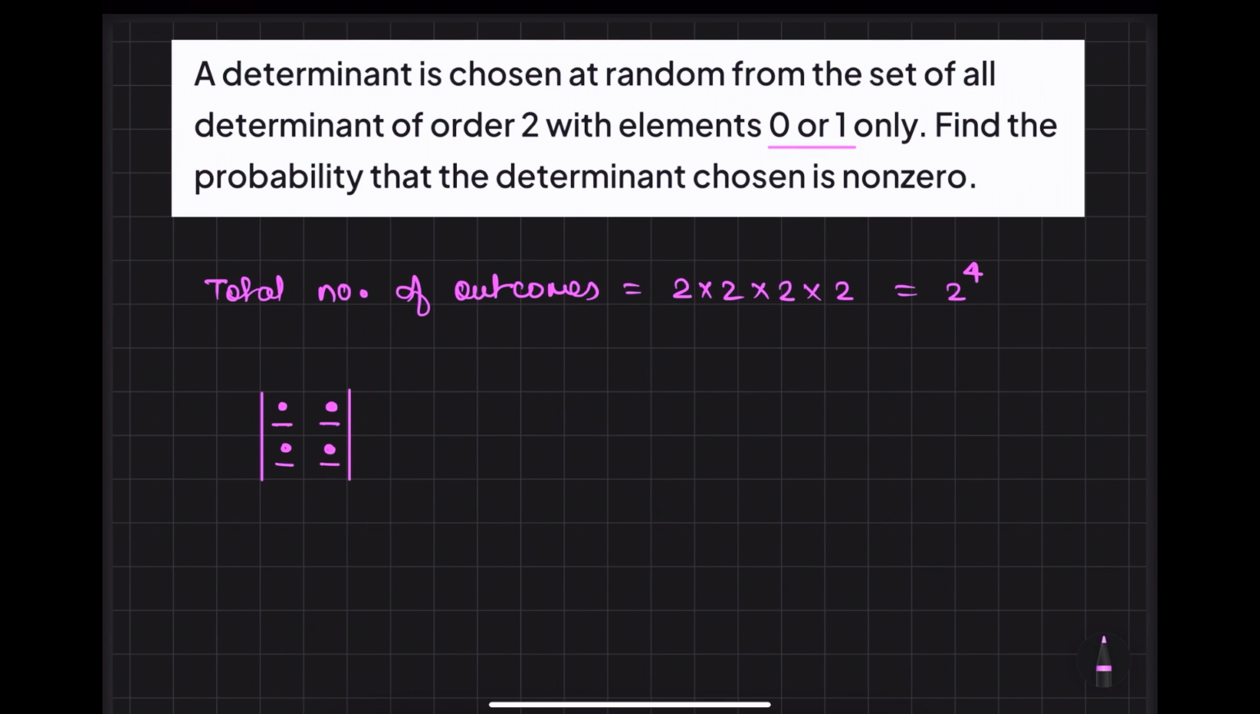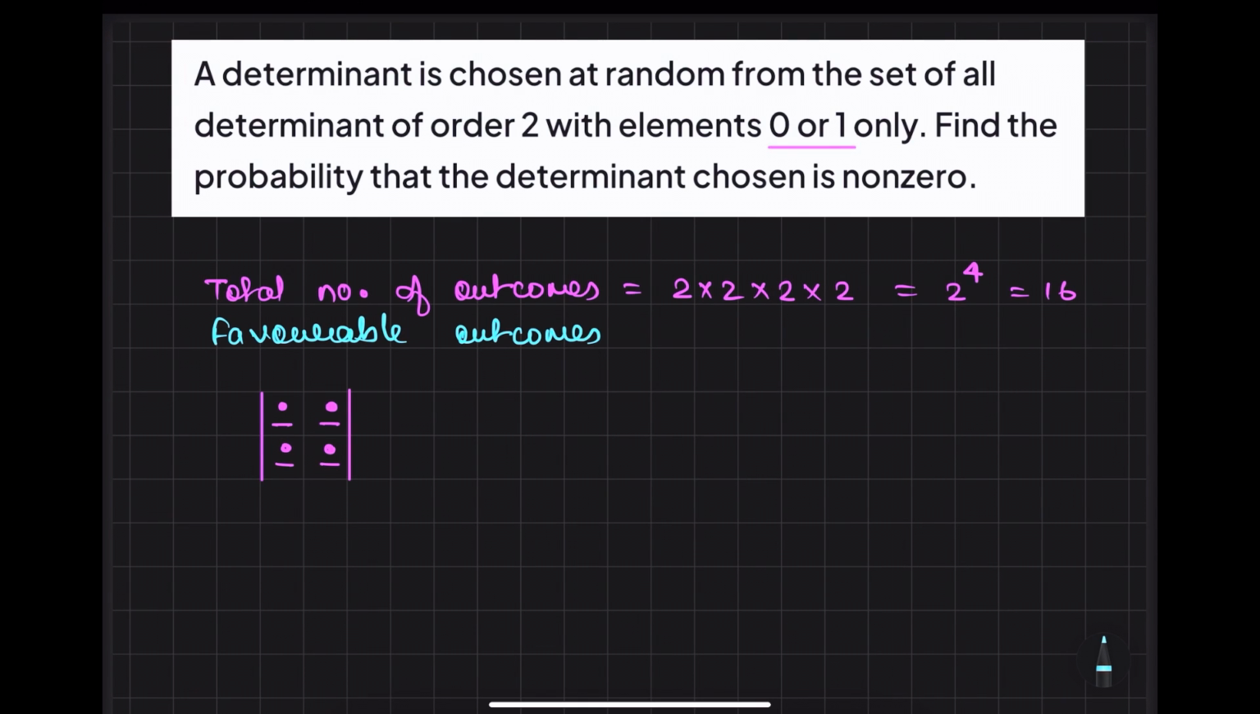So altogether we have 2 power 4, so it is 16 cases. So this many matrices we have. Now we have to focus on those determinants whose value is non-zero. Favorable outcomes.